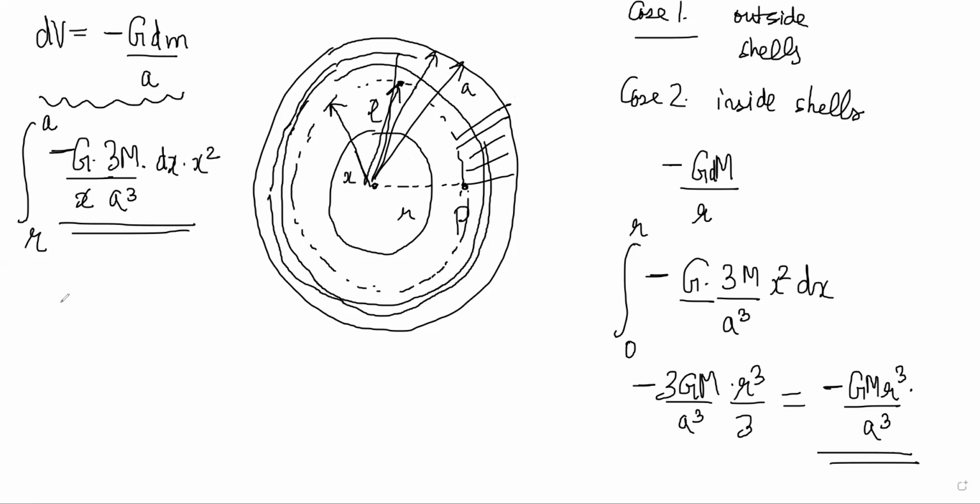Minus 3GM by a cube x dx integration. So it becomes x square by 2, and you integrate it like that. So a square minus r square by 2, right? Okay. I hope I've not made some mistakes. I feel like I made a mistake somewhere.